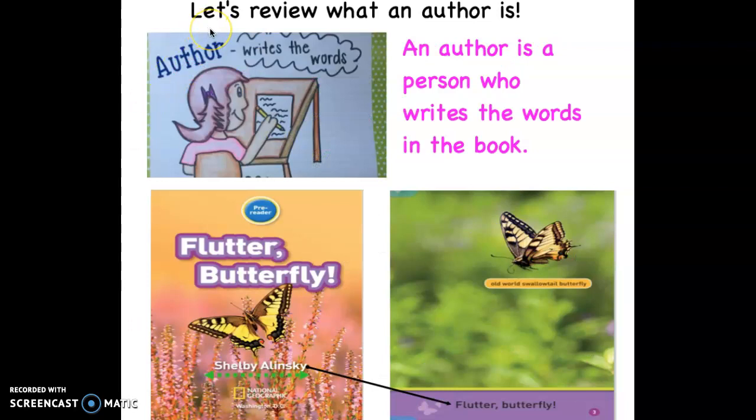So let's now review something else that's in a nonfiction book that we learned. Let's review what an author is. An author is a person who writes the words in the book. So all the words that you see in your stories and in your books and in your nonfiction books, an author, a person wrote that. So when we read Flutter Butterfly, Shelby Alinsky wrote that book. So she wrote all the words that you see in this book, and that is an author. They write the words. Okay, let's keep reviewing.